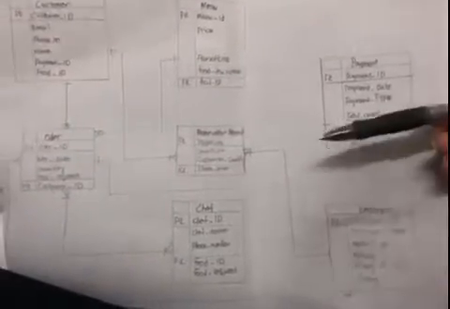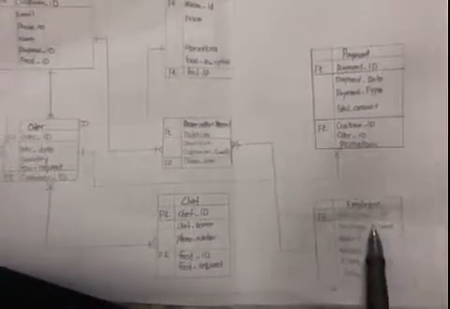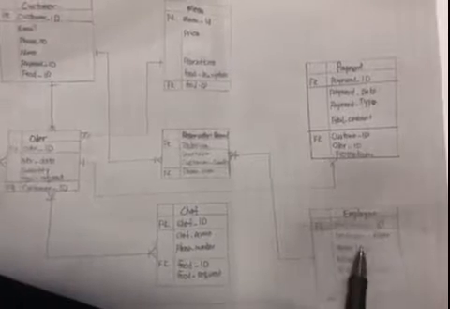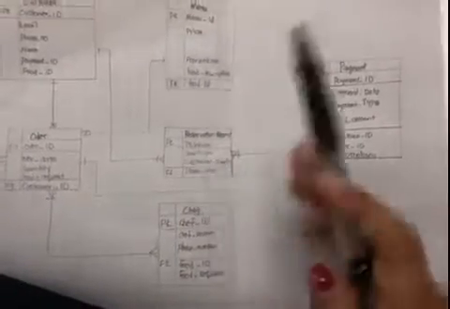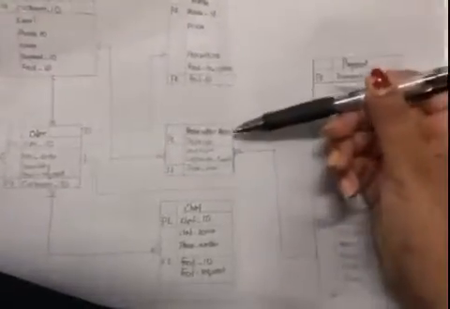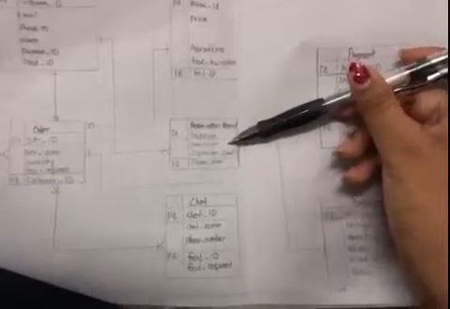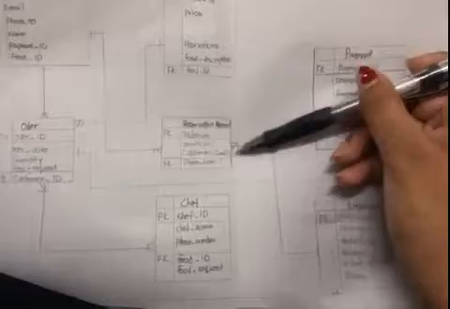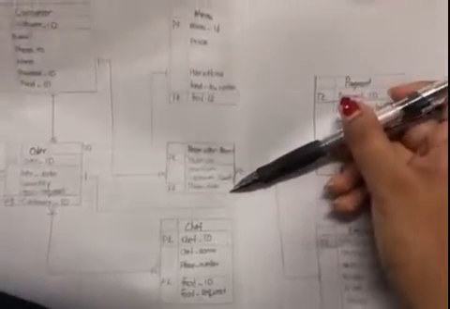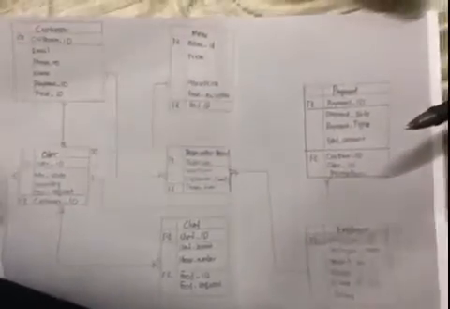Last but not least, we have reservation record to employee. One employee can make many reservation records, for which the primary key is table number, seat number, customer quantity, and the foreign key is the phone number of the customer. So that's all for my part.